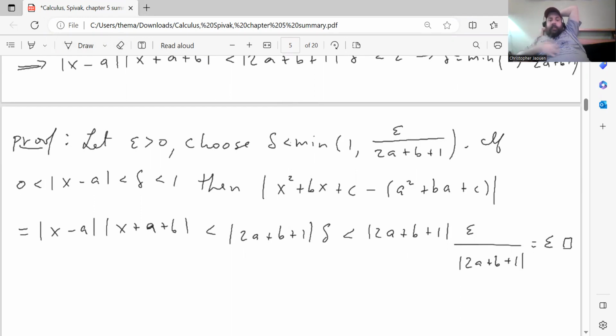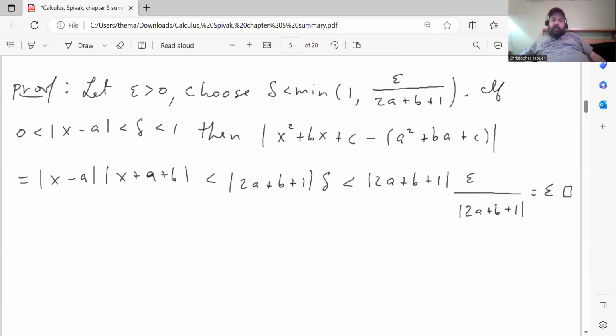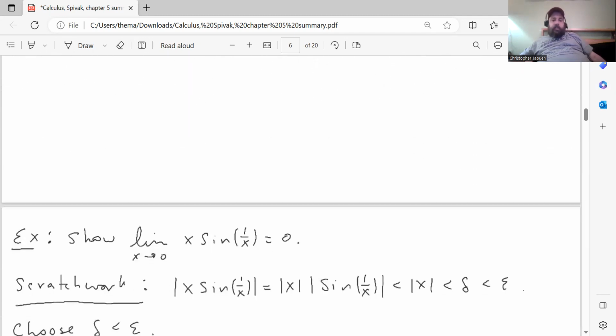When you simplify, it gives you the absolute value of x minus a times the absolute value of x plus a plus b, and that's less than the absolute value of 2a plus b plus 1 times delta, and we chose delta to be less than epsilon over the absolute value of 2a plus b plus 1. So when you multiply that by the absolute value of 2a plus b plus 1, you get epsilon, and that shows that the definition for the limit is satisfied. All right, and that's essentially the proof for that example.